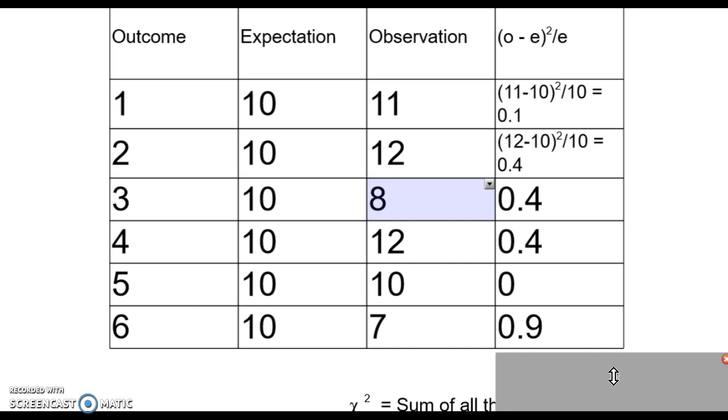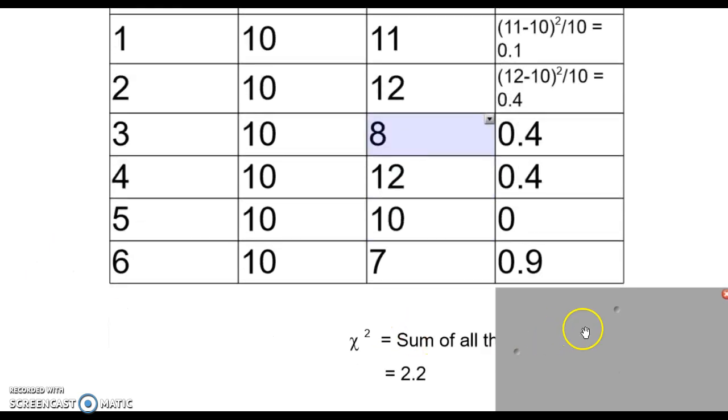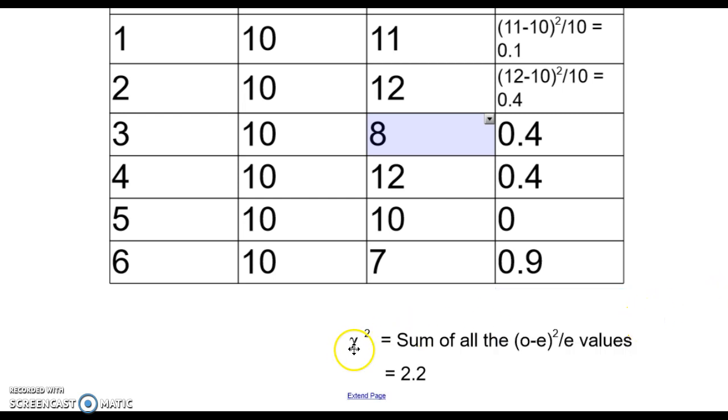9 divided by 10 is 0.9. So those are the individual pieces of what will eventually be our chi-squared calculation. So let's reveal the whole thing here. There we go. The chi-squared value is the sum of all those squared differences divided by the expectations, okay?